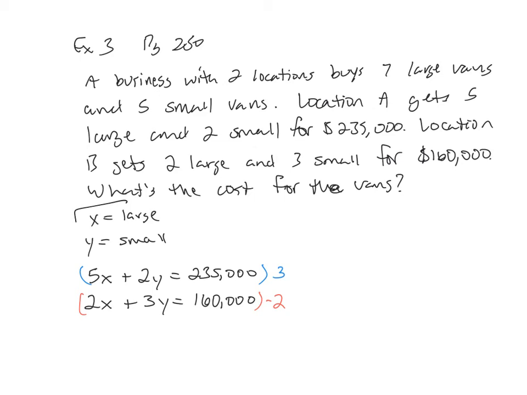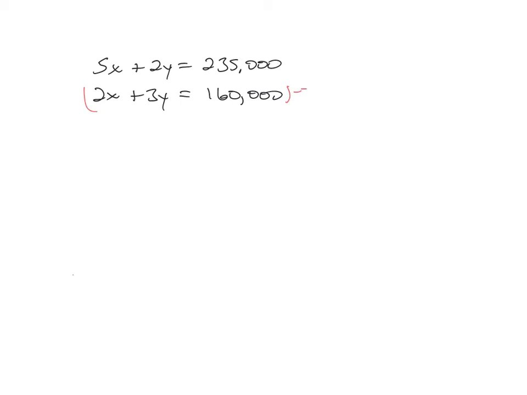Let me transpose that here. x was the large van, so a large van costs 35. 5x plus 2y equals 235,000, and 2x plus 3y equals 160,000. We said negative 2 here and positive 3 there. There's not enough room on the right, so I'm going to jump down here. The blue one: 5 times 3 is 15x, and 3 times 2 is 6y.